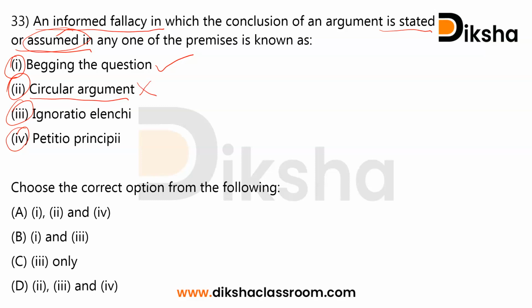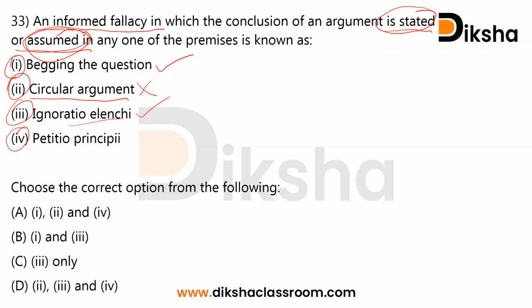Now let's go to ignoratio elenchi. It's also known as irrelevant conclusion, which is an informal fallacy of presenting an argument that may or may not be valid. So here we have an argument that is stated or assumed. We are not sure whether it's valid or invalid, but it's an informal fallacy. So we can say it comes under ignoratio elenchi.